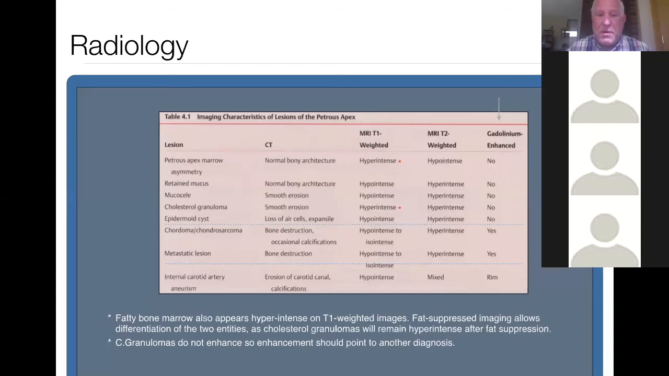The Petrous Apex, when we talk about just normal marrow, has a significant amount of fat in it. So if we do a fat suppression and remove the fat, we will be able to delineate whether we're dealing with Petrous Apex marrow or a granuloma, because they can look very similar.